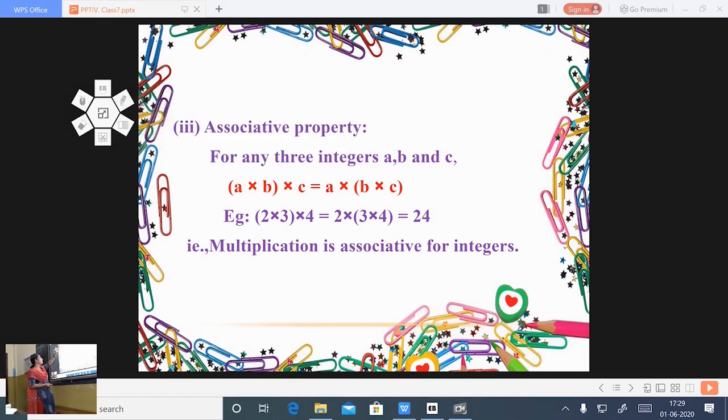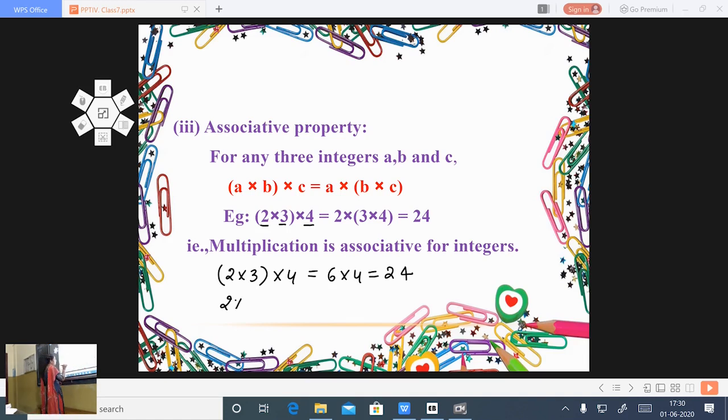We know that for associative property, we want to consider how many integers? 3 integers. For example, here we choose 2, 3 and 4. Then we have to check whether, first we have to find the product of these 3 integers in two ways. The first product is (2 into 3) into 4. Do the bracket first. That is 2 into 3, 6, 6 into 4, 24.